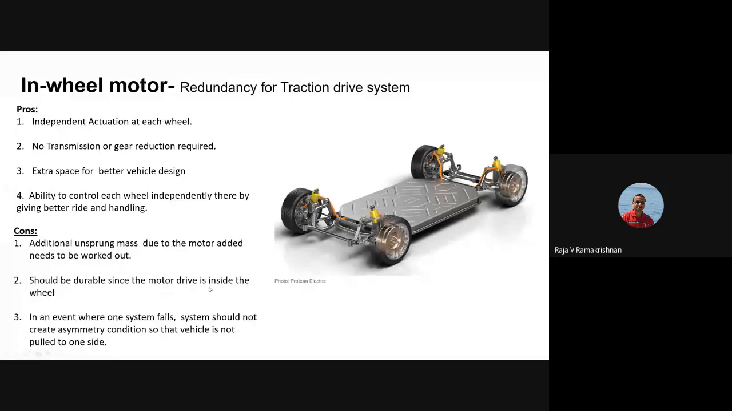It should be durable since the motor drive is inside the wheel. Earlier the motor drives were in a better place where they were not affected by bumps and stuff like that. It was a much more controlled environment. Now it's inside the wheel, so it should be durable for that.